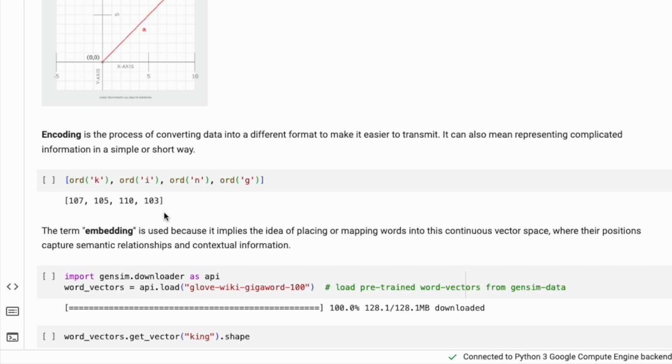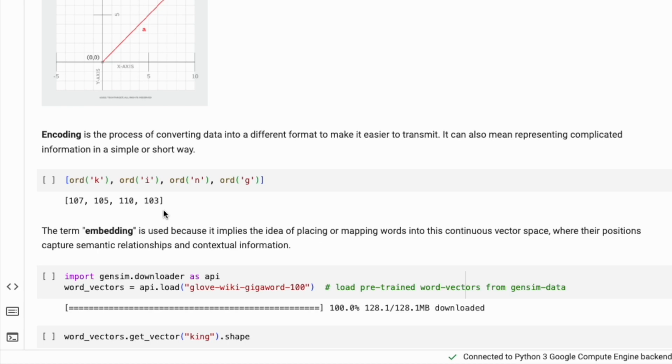This is a very crude approach, and if we consider that English vocabulary has 170,000 words, or some people claim 1 million words, we would need a number line up to 1 million.